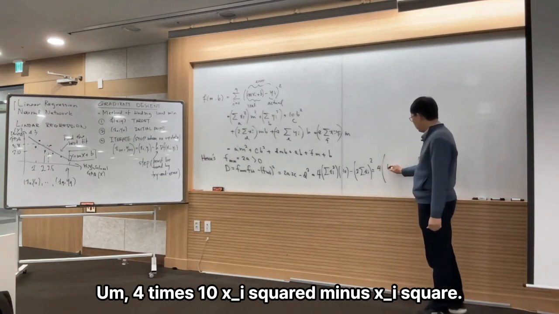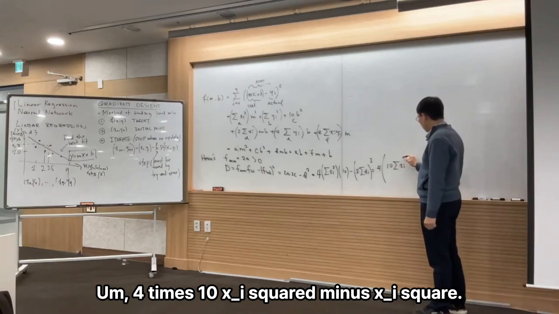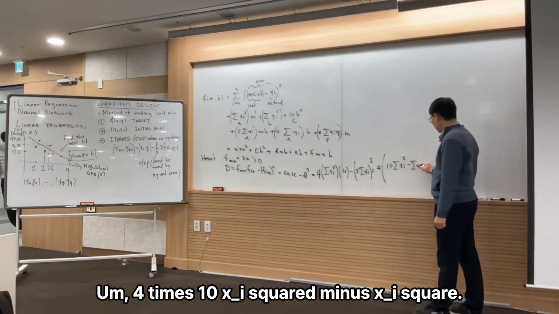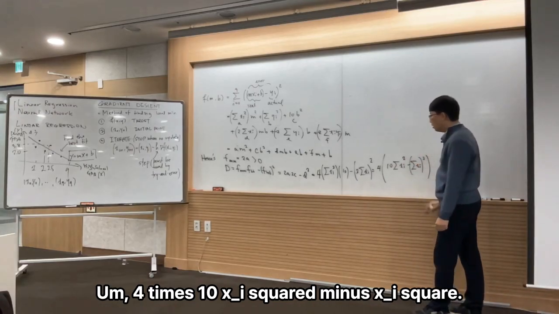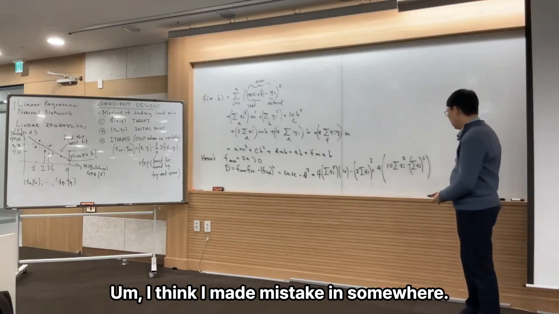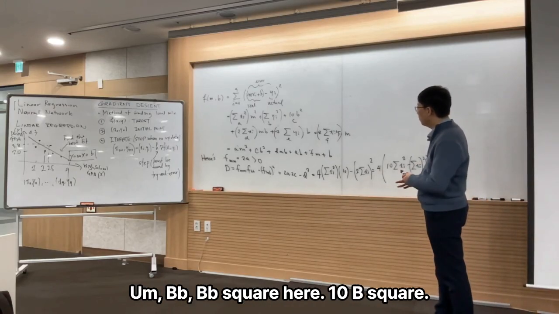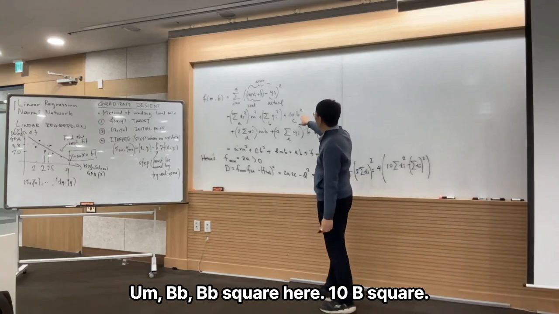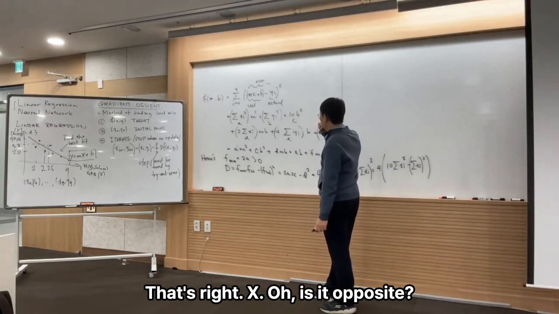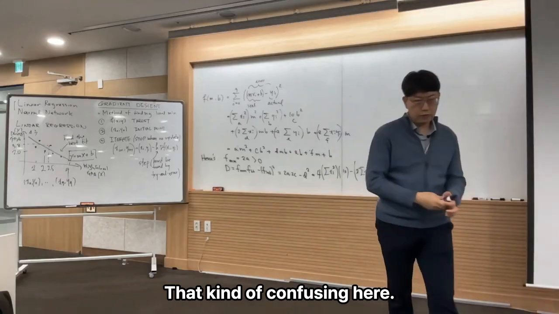4 times 10 xi squared minus xi squared. I think I made a mistake somewhere. This is not the right one. So let's see. b squared here, 10b squared. That's right. X. Oh, is it opposite? That's kind of confusing here.